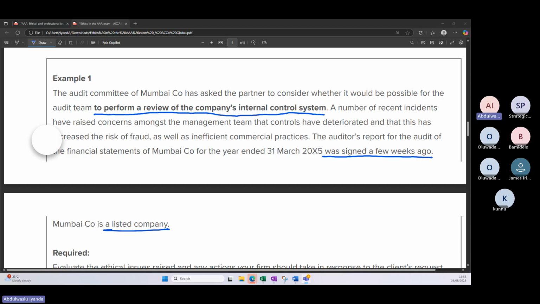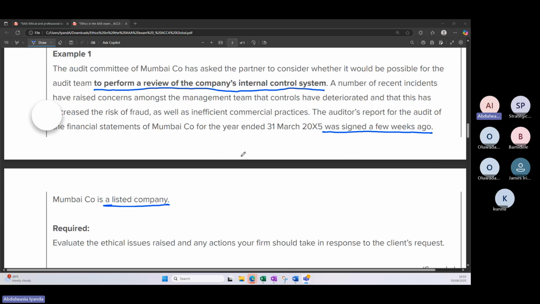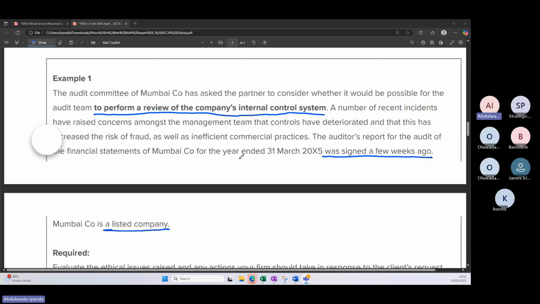Anybody else try as well? Do you think we can accept the engagement? To be honest, I don't think we should accept that because this is a very critical tax. How do you define a financial statement without making reference to their internal control? So whether it's going to be possible for the audit team to review, and being a listed entity, you can't even do it.